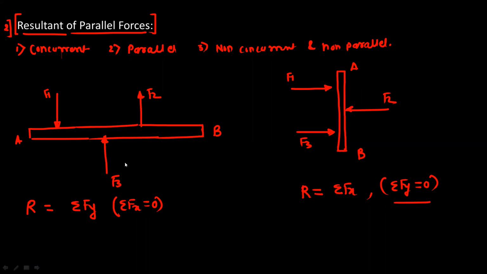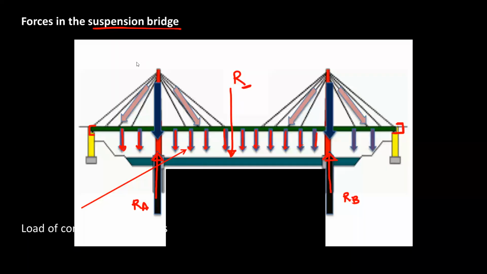So for the parallel force system, if all the forces are exactly vertical, then the resultant R is equal to summation Fy. If all the forces are horizontal, R is equal to summation Fx. An application of the parallel force system is the suspension bridge, where the columns support the weight of the road or the cement concrete. Here Ra and Rb are the reactions offered by these supports or the columns, and R is the net effect of the cement concrete, or the resultant force.